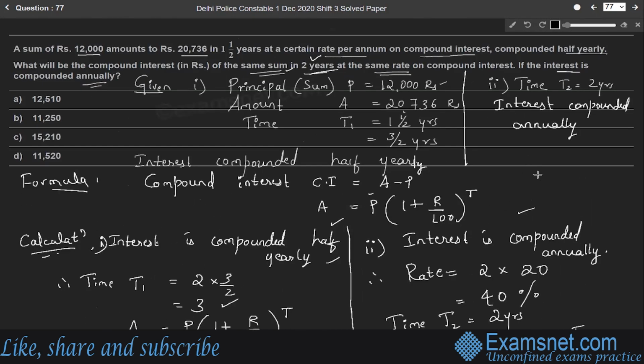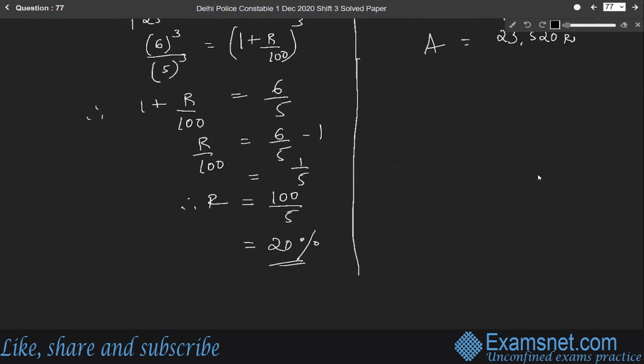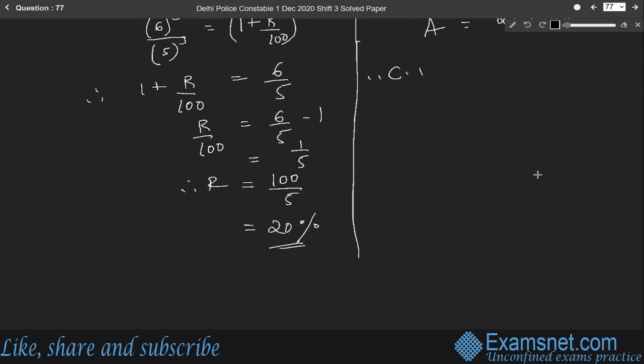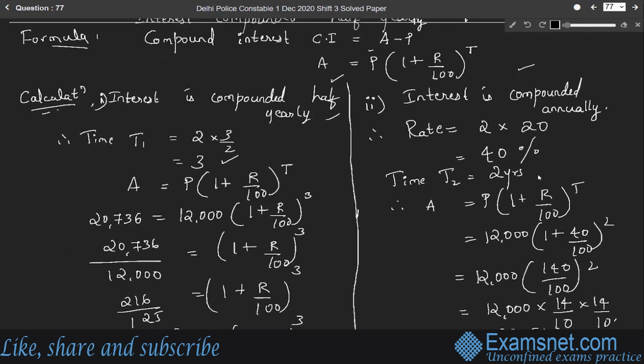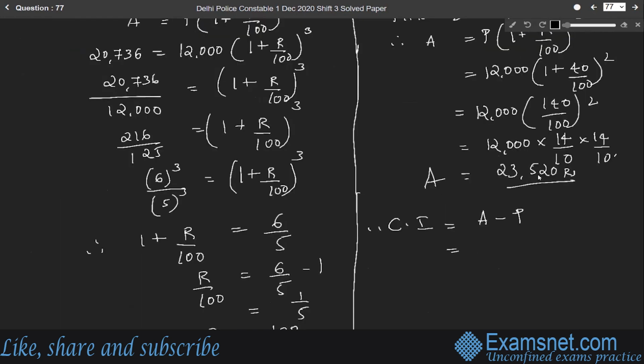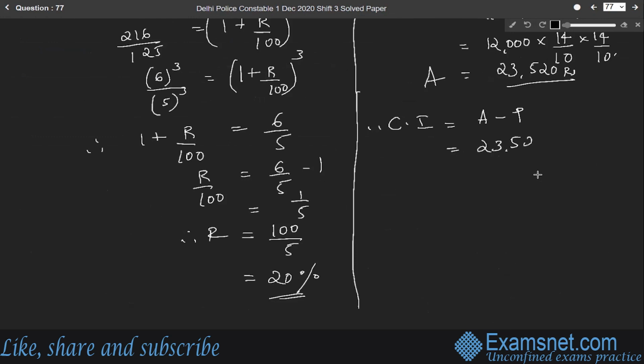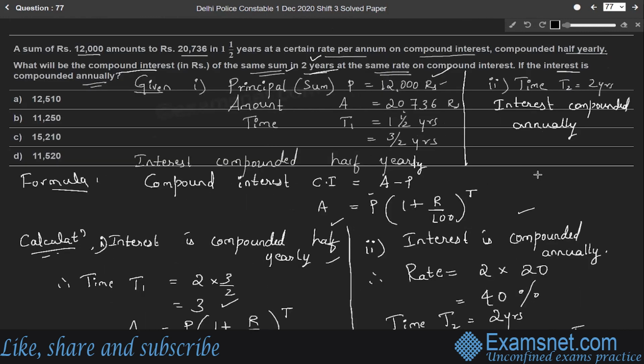So what is asked in the question? If the interest is compounded annually, what will be the compound interest on the same sum? Therefore, compound interest CI is equal to, from the formula, amount minus principal. The amount here is 23,520. Principal will be the same, which is 12,000. So 23,520 minus 12,000 is equal to 11,520 rupees. So the compound interest when compounded annually is 11,520 rupees. Option D is the right answer.